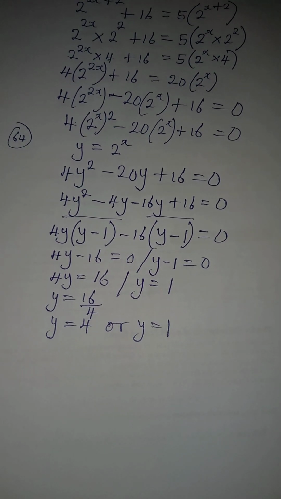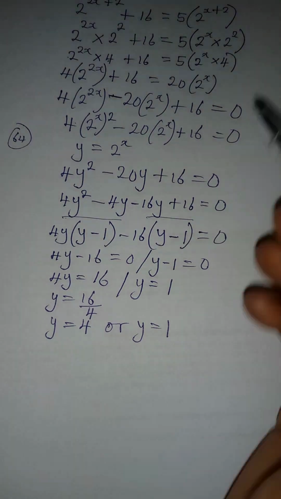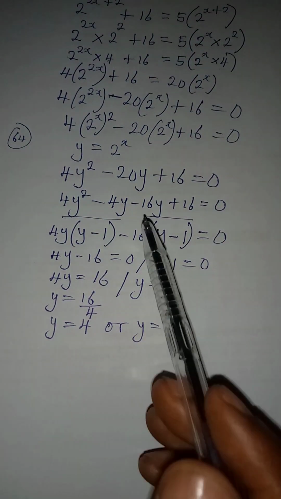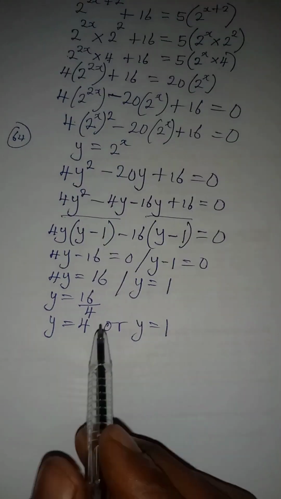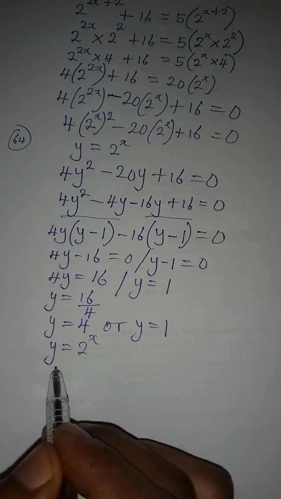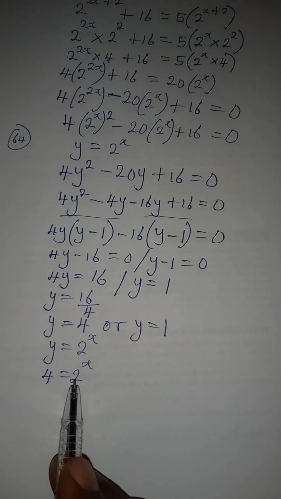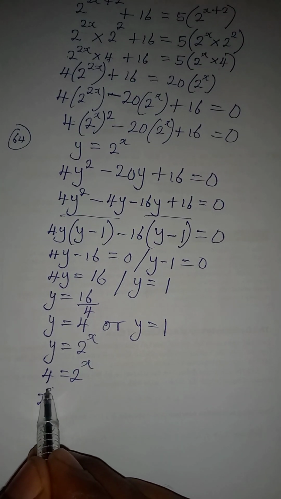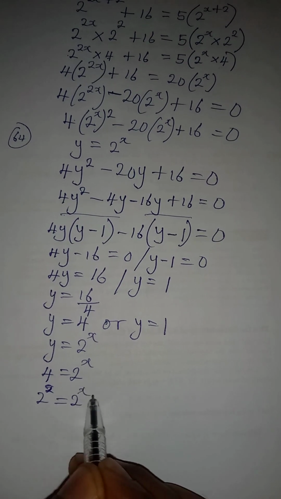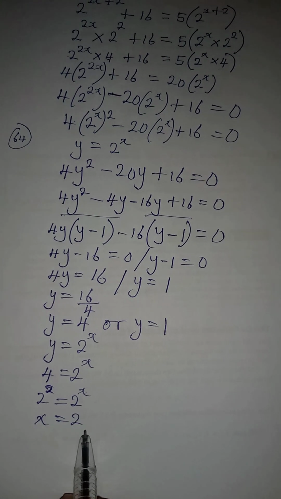But this is not where we end, because we don't actually have y in the given problem. We have x in the given problem. And at some point, I said, let y be equal to 2 raised to power x. And now that y is equal to 4, that means I'll have 4 is equal to 2 raised to power x. This is when y is equal to 4. So here we have 2 raised to power 2 is equal to 2 raised to power x. The bases are the same, so this means that x is equal to 2.